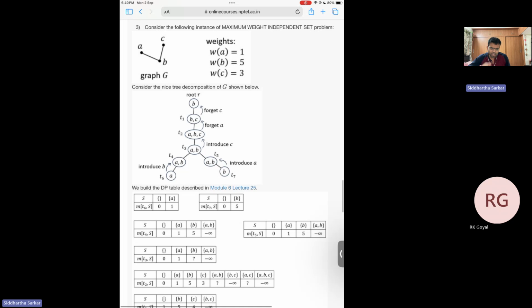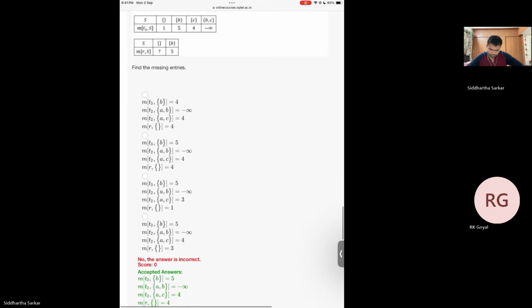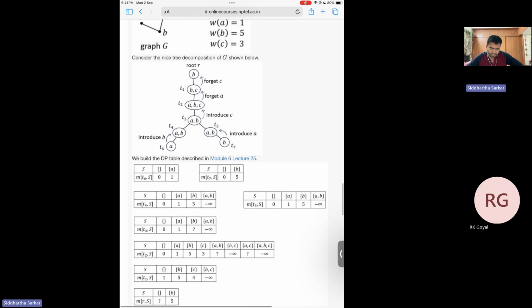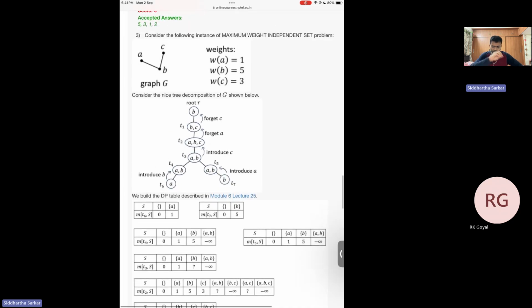So if there is a large graph, then you cannot look at the graph and say that, okay, this is the maximum weight independent set. Then you have to write the algorithm, write the code, and then execute the code, and then you will find out. All right. So with the help of this small example, we will see how DP can be used to find the maximum weight independent set.